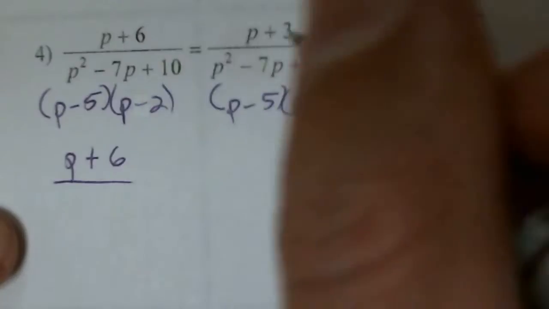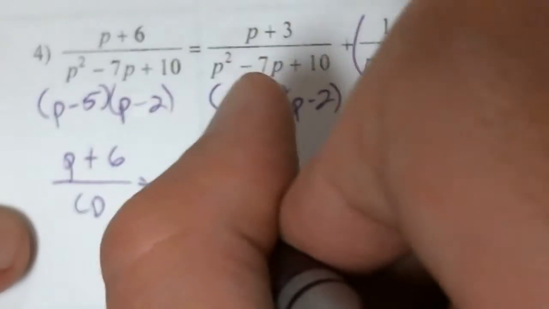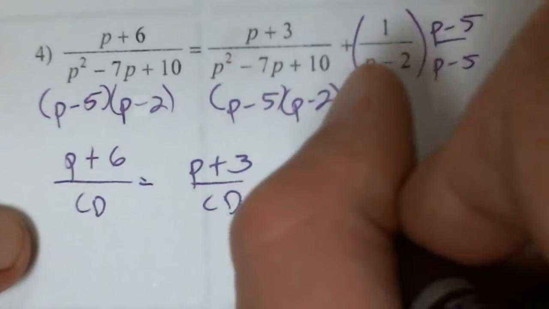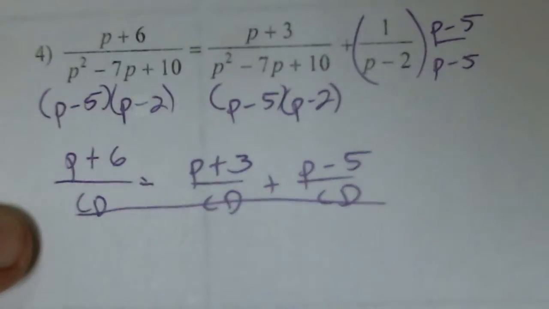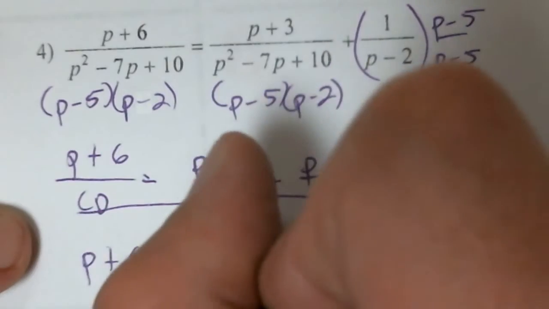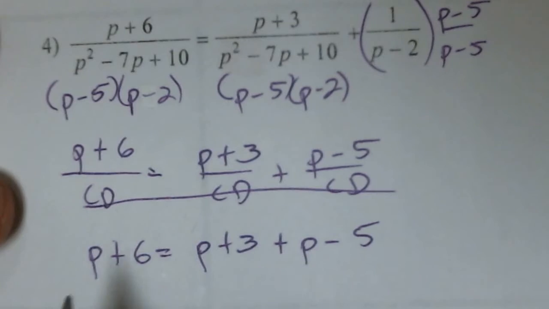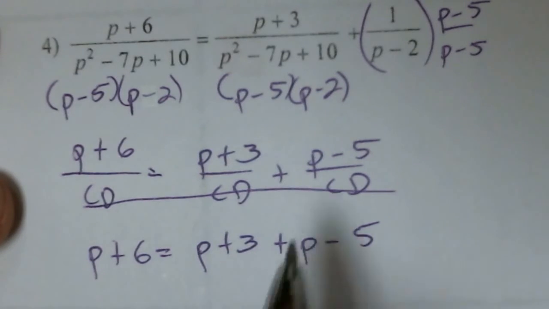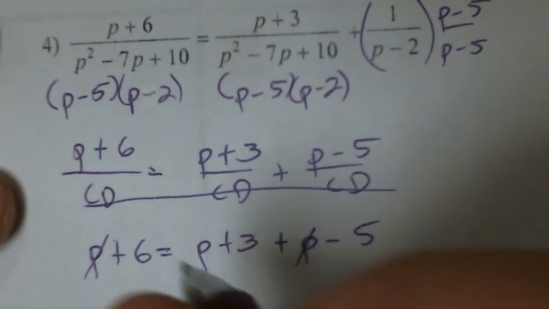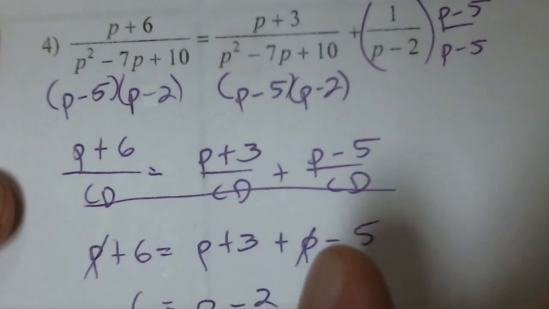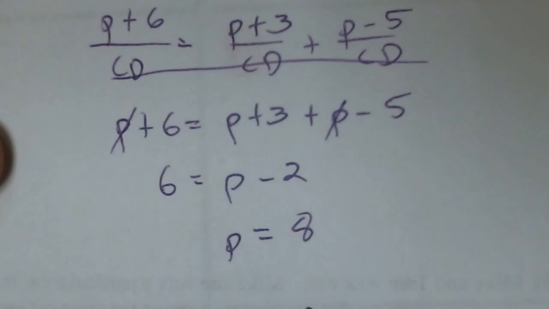Okay, so I've got p plus 6 over, I'm just going to say common denominator, equals p plus 3 over common denominator, plus literally p minus 5 over common denominator. They all go away. P plus 6 equals p plus 3 plus p minus 5. With addition, I've got a p on the left and a p on the right, so they drop out. So 6 equals p minus 2. Subtract 2 from both sides. I get p is 8.